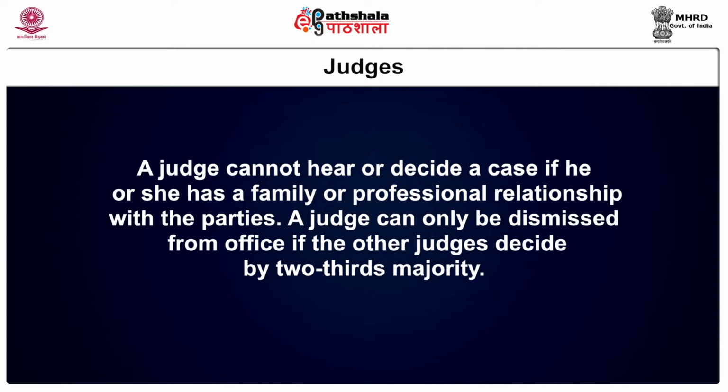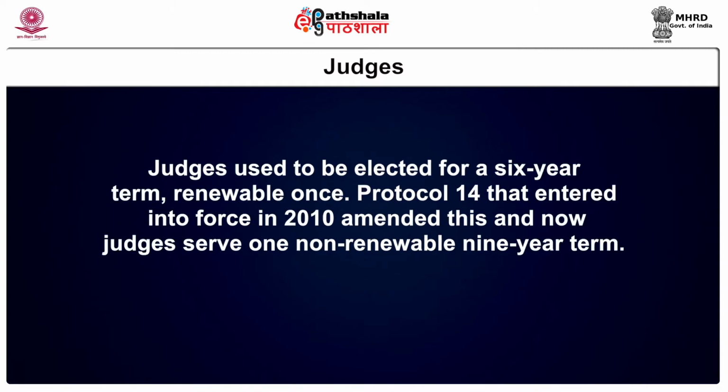A judge cannot hear or decide a case if he or she has a family or professional relationship with the parties. A judge can only be dismissed from office if the other judges so decide by a 2/3 majority. Judges used to be elected for a 6-year term, renewable once. Protocol 14, which entered into force in 2010, amended this, and now judges serve one non-renewable 9-year term.